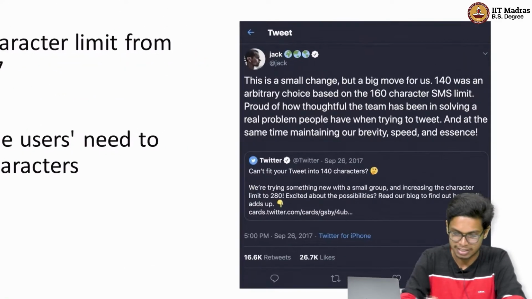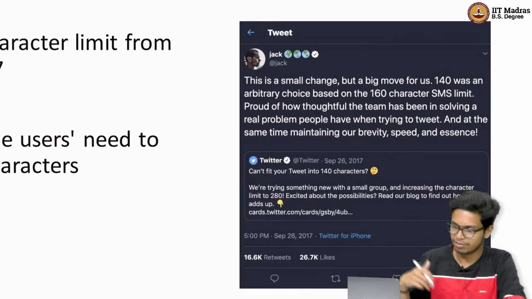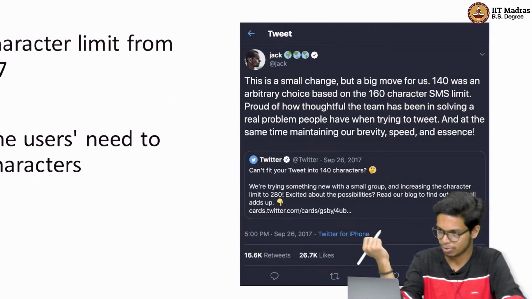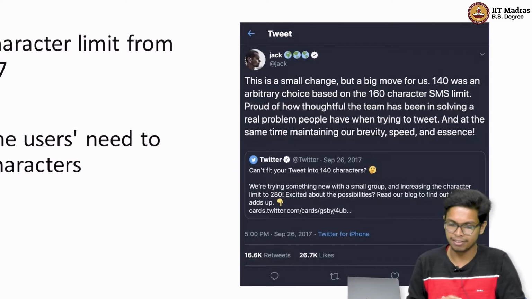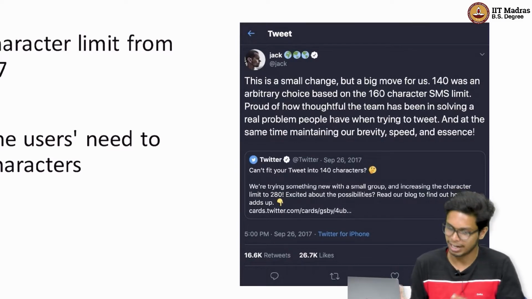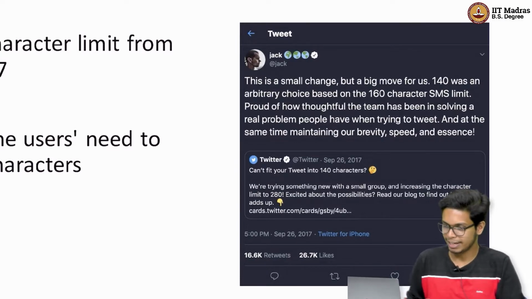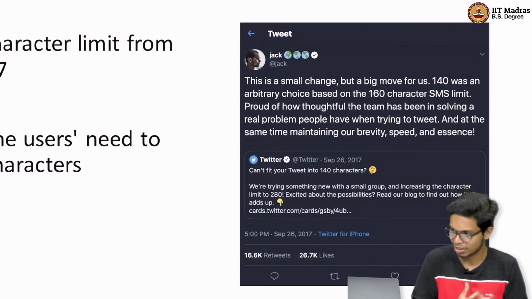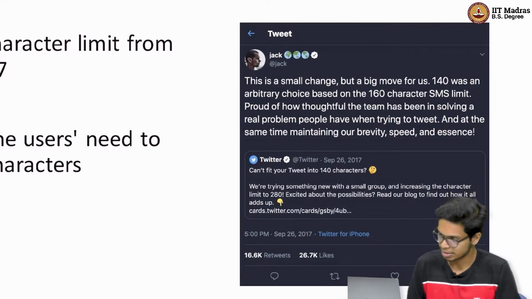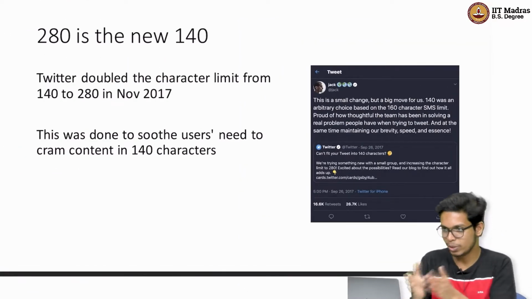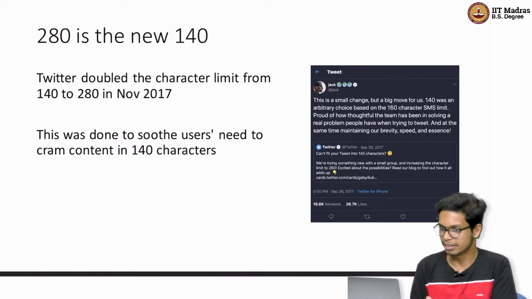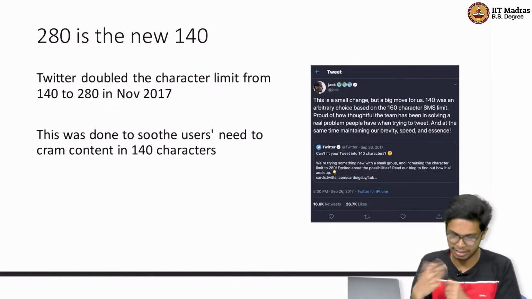If you see this specific tweet here, you have Jack Dorsey, who was the CEO of Twitter at that time, and he says that this is a very small change but a very big move for Twitter as a platform, because till that point in time, Twitter only allowed 140 characters in tweets, which was in turn motivated by the 160 character SMS limits of Airtel, Vodafone networks. And I'll come to the reasoning behind the 280 or 140 character limit as the motivation behind this study.